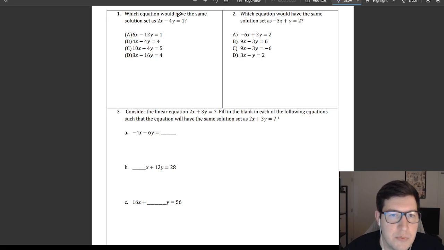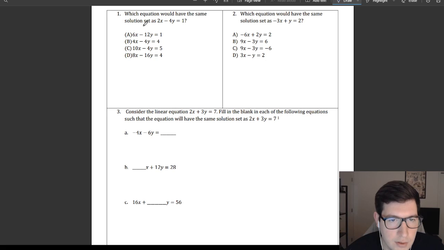So number one, which equation will have the same solution set as 2x minus 4y equal to 1? So we're given 4 options, and really what we're looking for here is we want to see which one of these is really the same thing as this, where both sides have been multiplied by a constant.